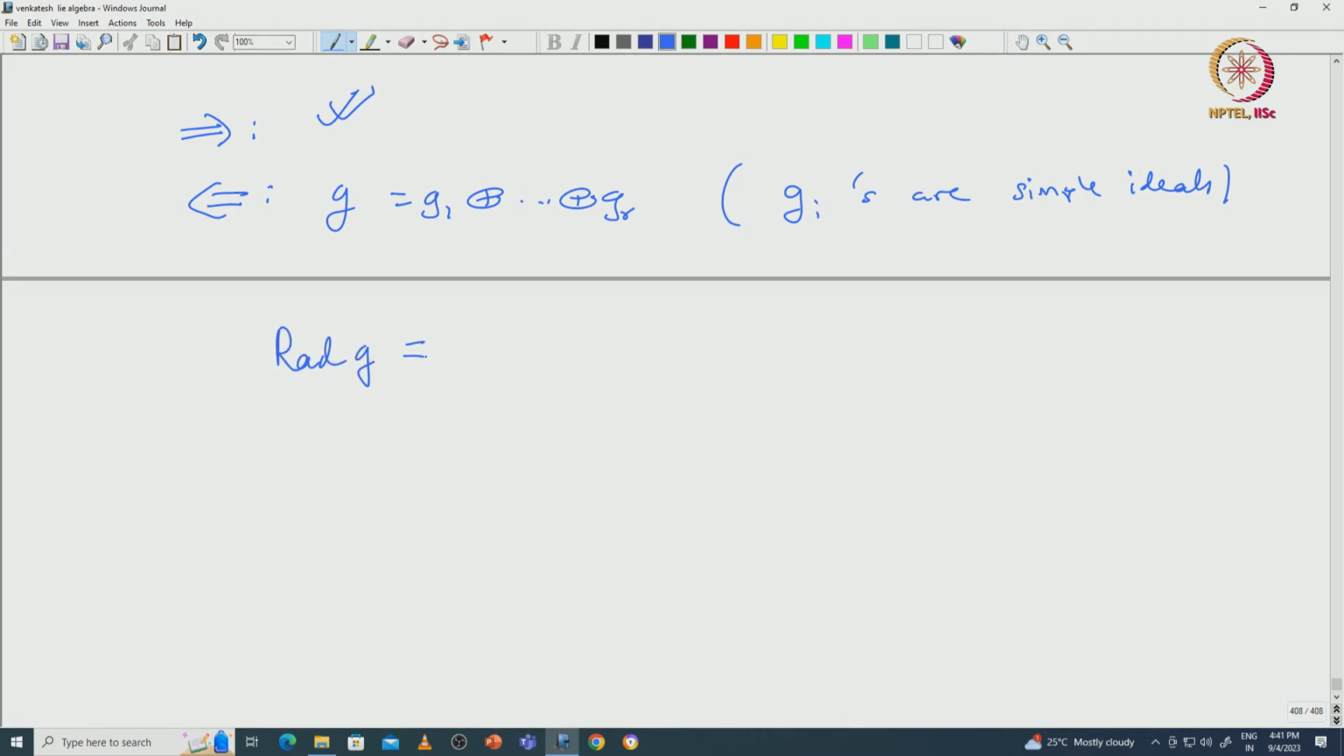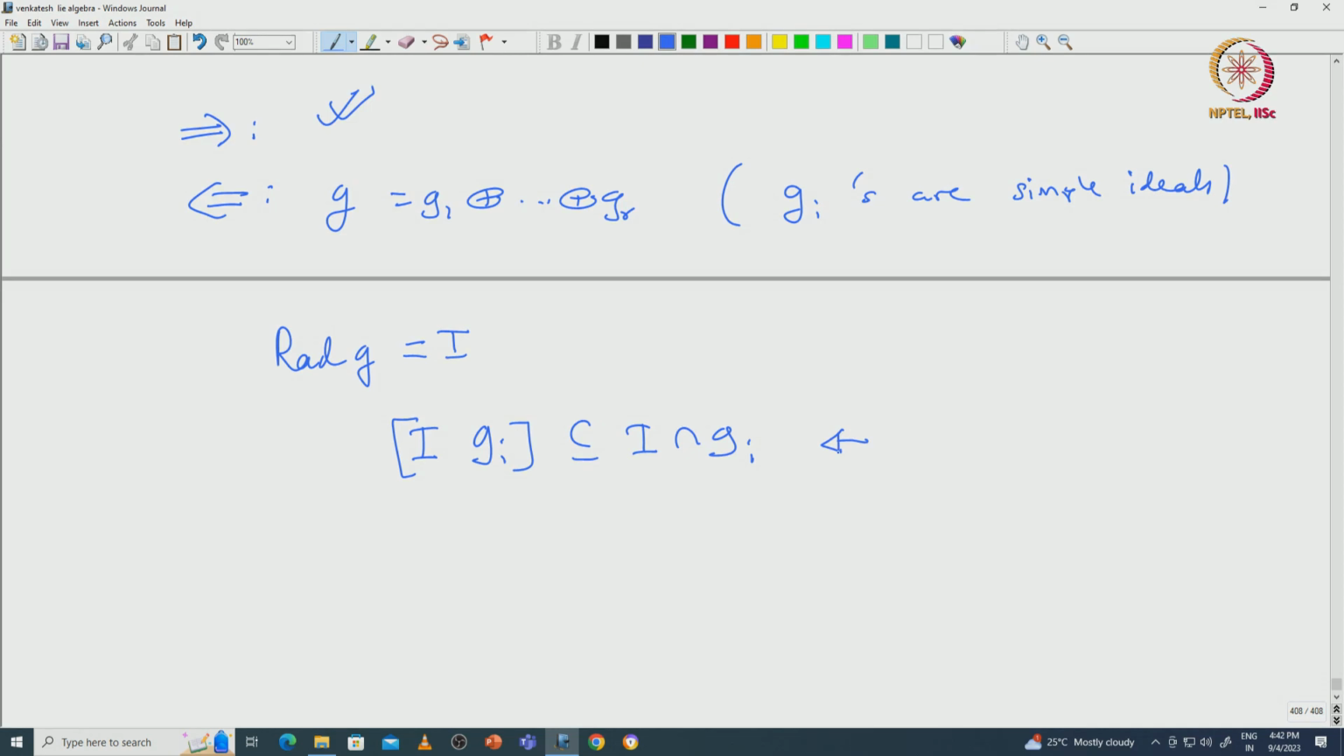Let us call the radical of G to be I. We claim that the radical of G must be 0. So, note that this I bracket with Gi, whether it is 0 or not does not matter, has to be a subset of I intersection Gi, because the Gi are simple ideals. So, the bracket of I with Gi must lie inside both capital I as well as Gi. So, that would imply that this is a subset of I intersection Gi.